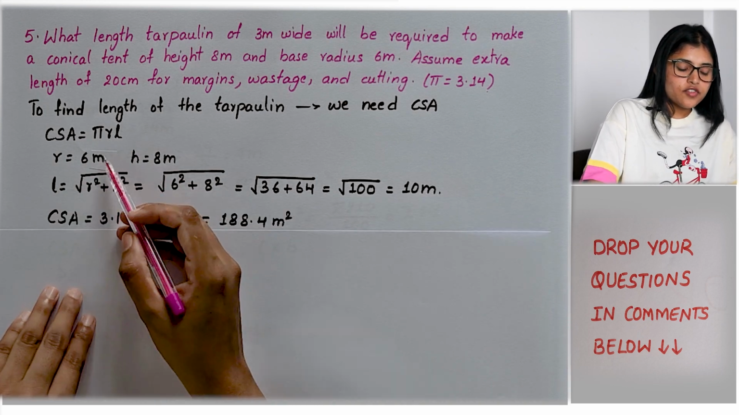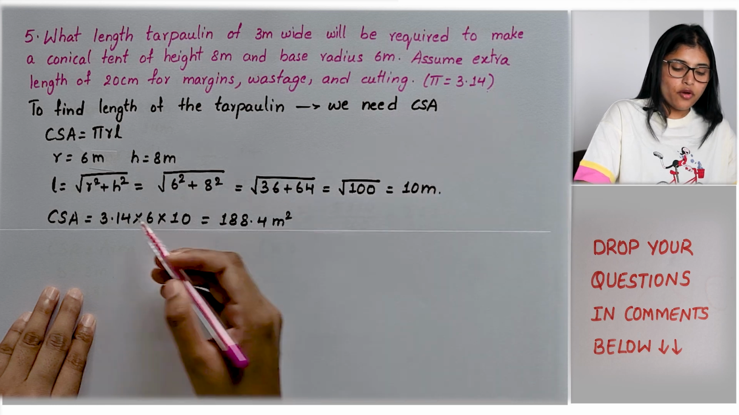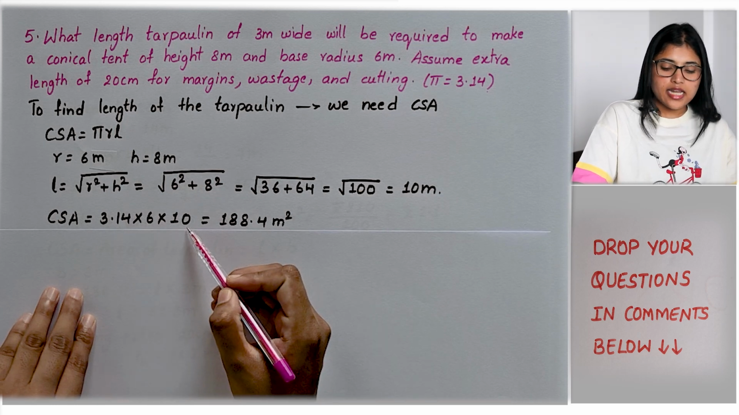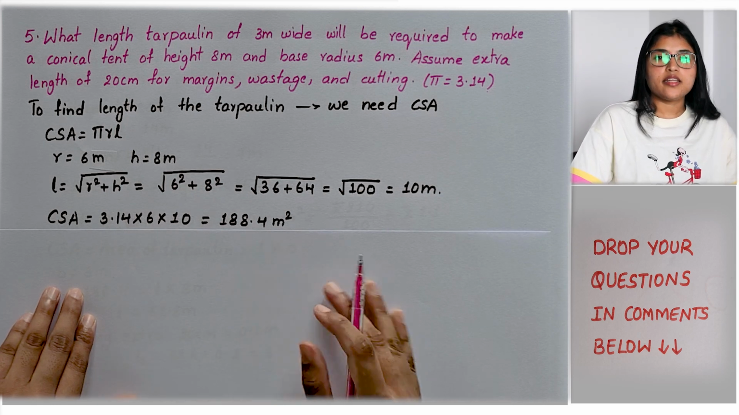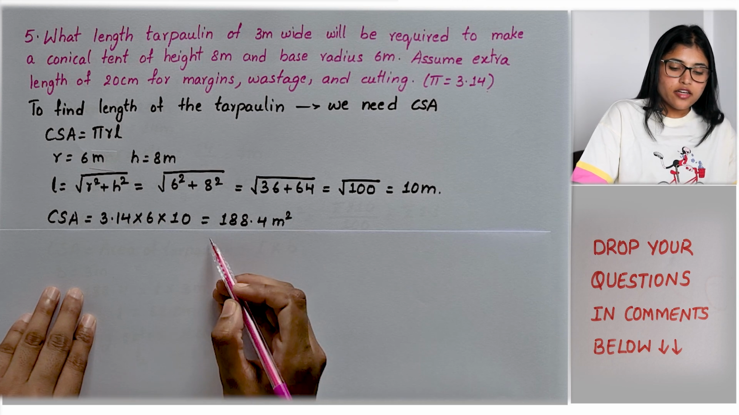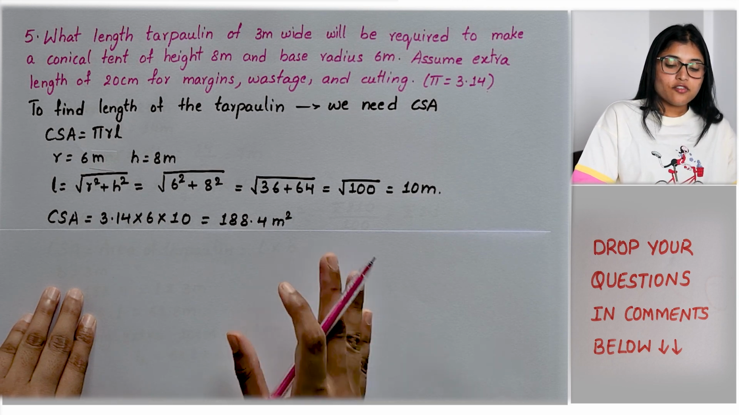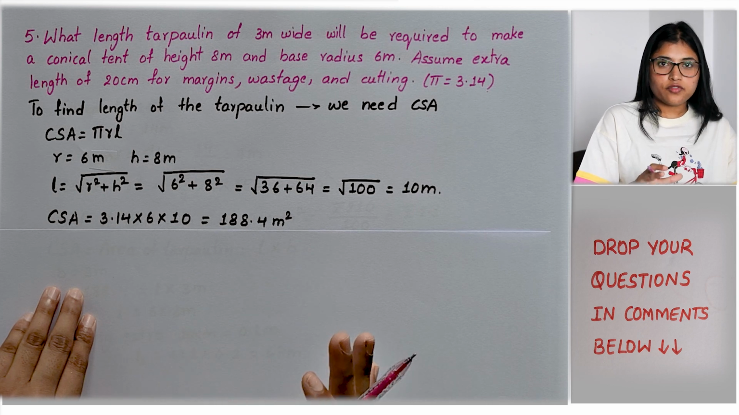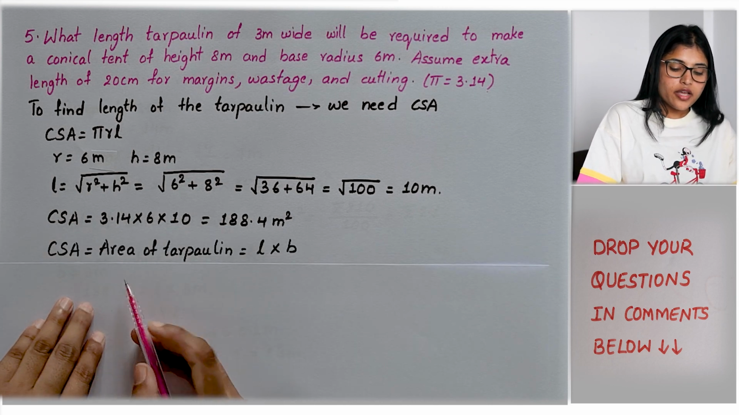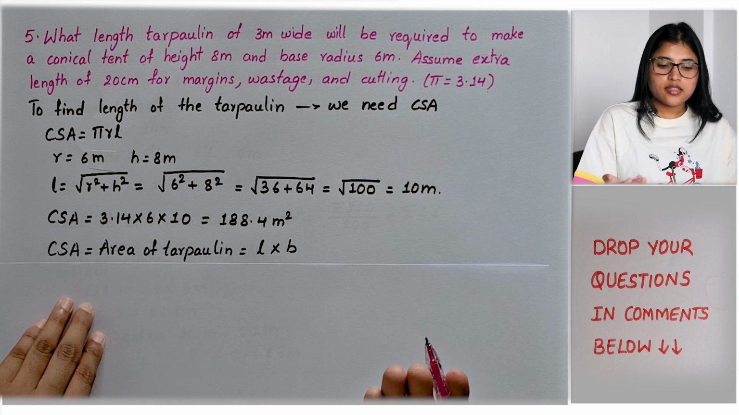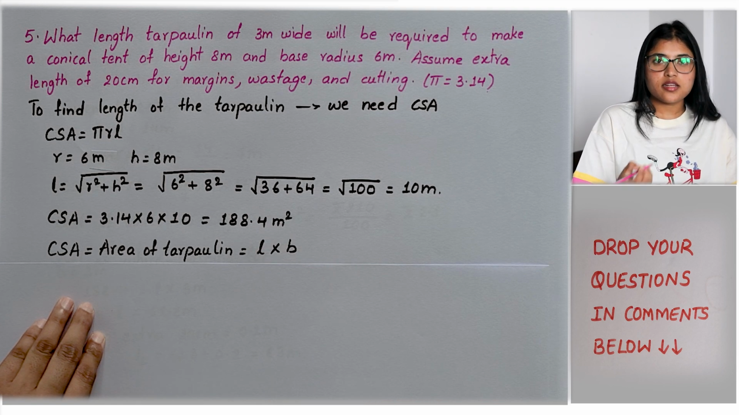I am finding the curved surface area by taking pi as 3.14. R is 6 and L as 10 gives me 188.4 meters square. Now I know that the curved surface area is 188.4 meters square, which is equal to the area of the tarpaulin that's required. Now area of the tarpaulin, considering that they have given as width, let's say it's a rectangle.